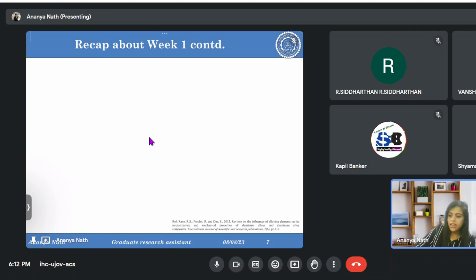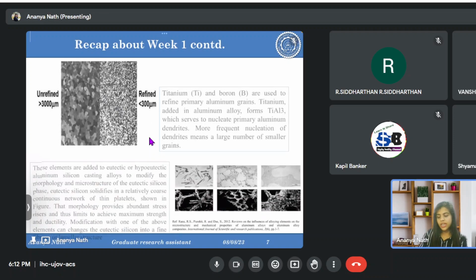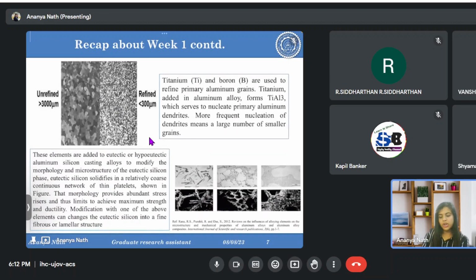As I said, I'll show the microstructure of a few alloys as well. So here you can see, I have taken this data from a paper. I have put the reference, you can check later as well.